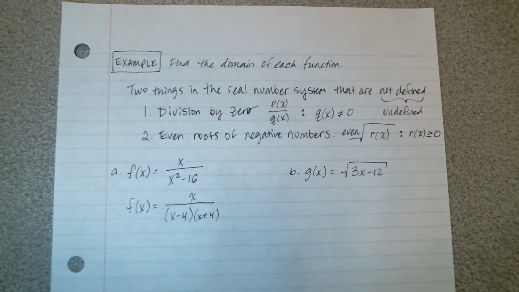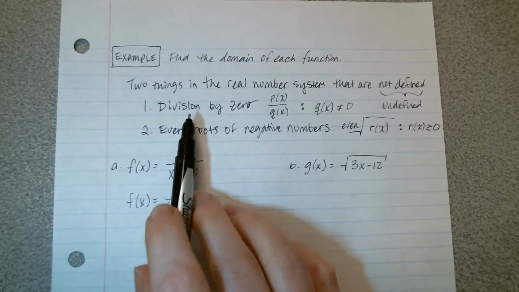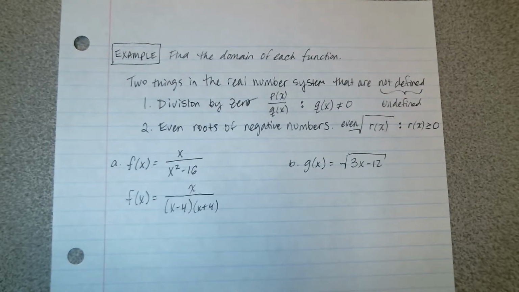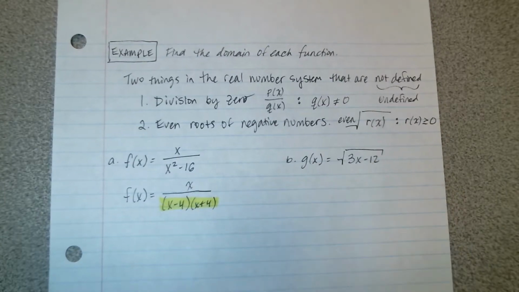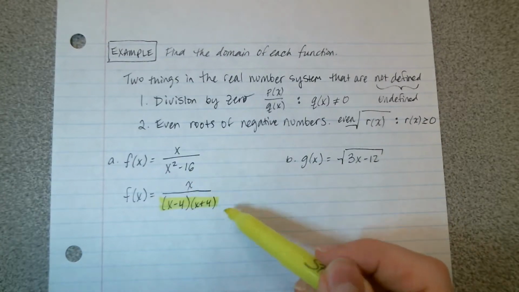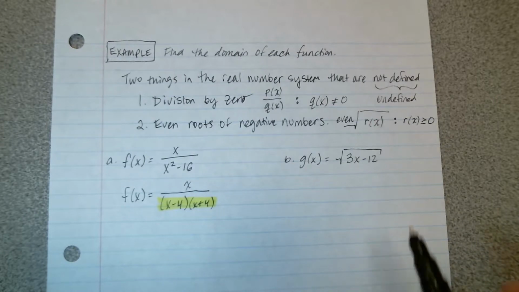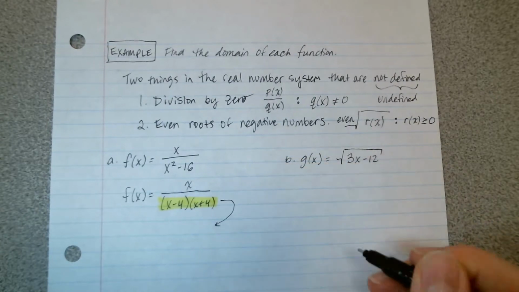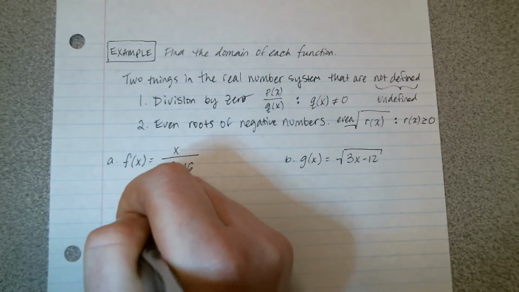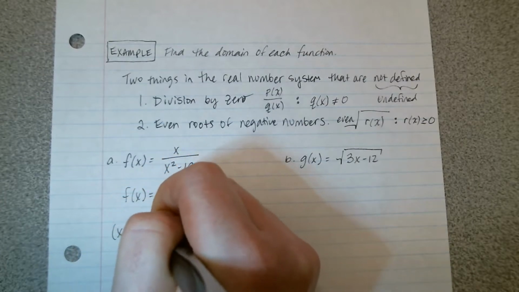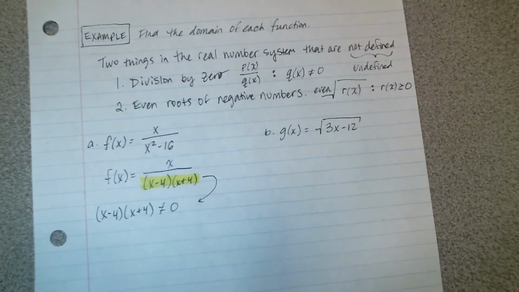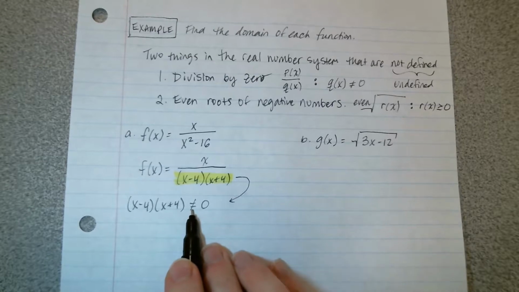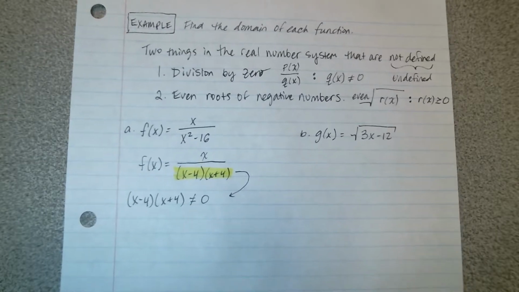So the denominator can't be 0 because I cannot divide by 0. So what I will do is take the entire denominator as is. Do not cancel anything if you can. You want to take the entire denominator and set it not equal to 0. Okay, because it can't be 0. And the way you solve a not equal to equation is the same way you solve an equal to equation.